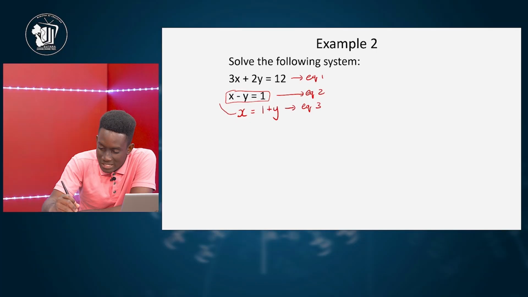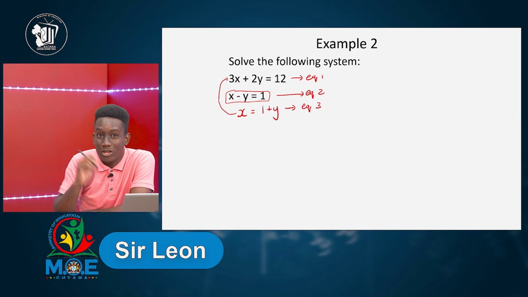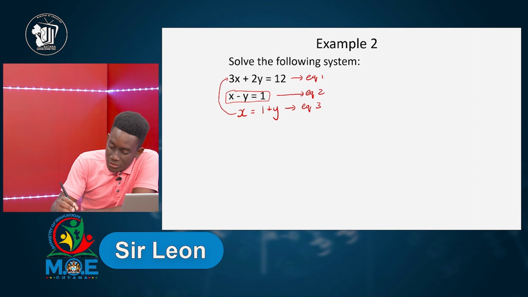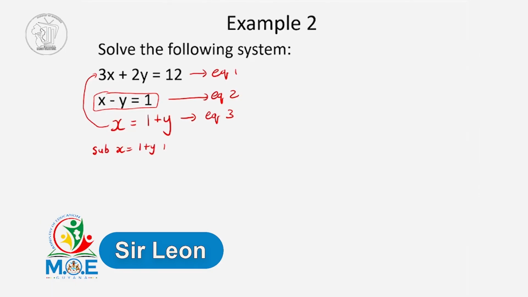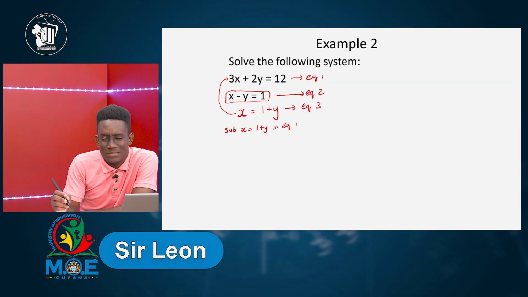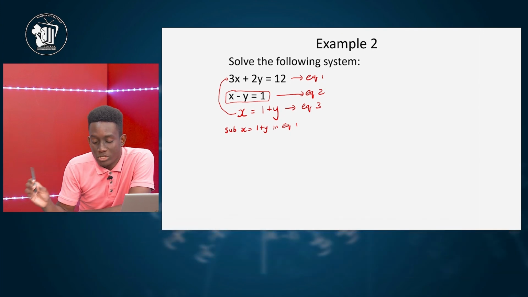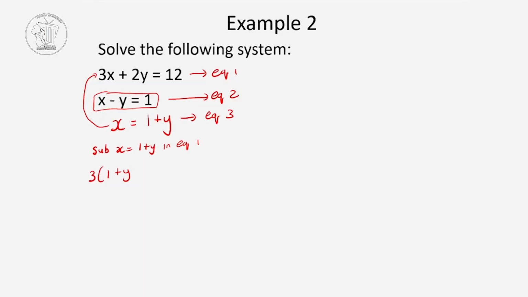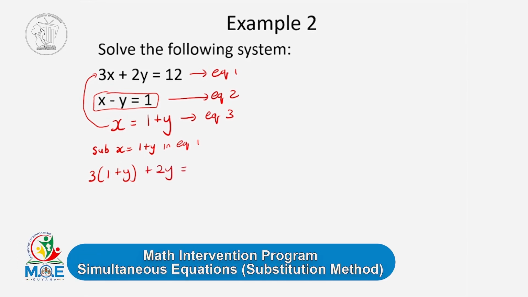So what we do, we take this answer and we put it in the other equation. We cannot put it in the same equation because that means you will not be involving both equations in the solution. So we can say we substitute x equal 1 plus y in equation 1. You don't need to write this, but I'm just putting this as an extra guide for you. So we'll have 3x. Now instead of 3 multiplied by x, we'll have 3 multiplied by 1 plus y, and that is the value of x that we have, plus 2y is equal to 12.